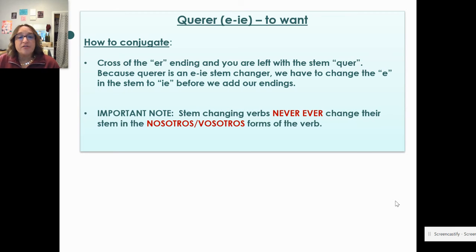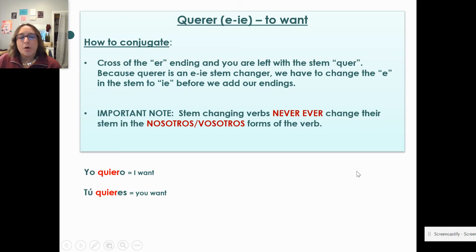Stem changers never ever change in nosotros, vosotros. They're called boot verbs for a reason. They don't change outside of the boot. So far we have yo quiero. So here is the E that's going to change. Obviously, it can't be this one because that's the ending of the verb. So it's the middle, this first one then. So this E, when you conjugate, is going to become an IE. So you keep the U and IE, quiero.